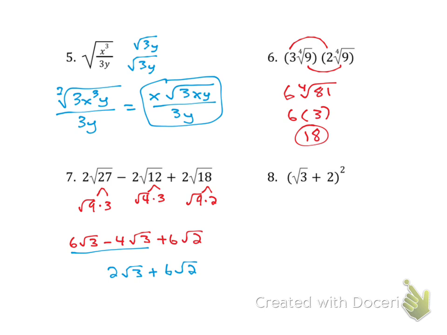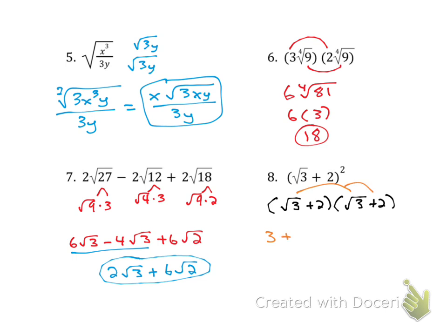And then number 8, a binomial squared, we need to FOIL that. So first gives us 3. Outer gives us 2 square root 3. Inner gives us 2 square root 3. Last gives you 4. Combine like terms, you'd have 7 plus 4 square root of 3.